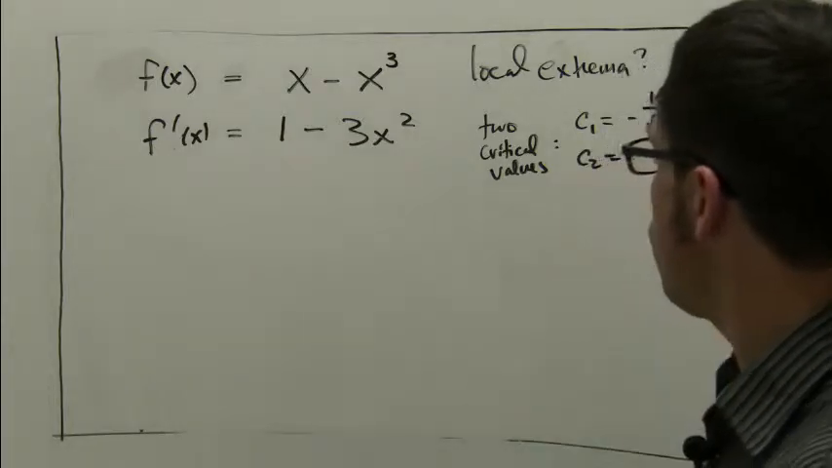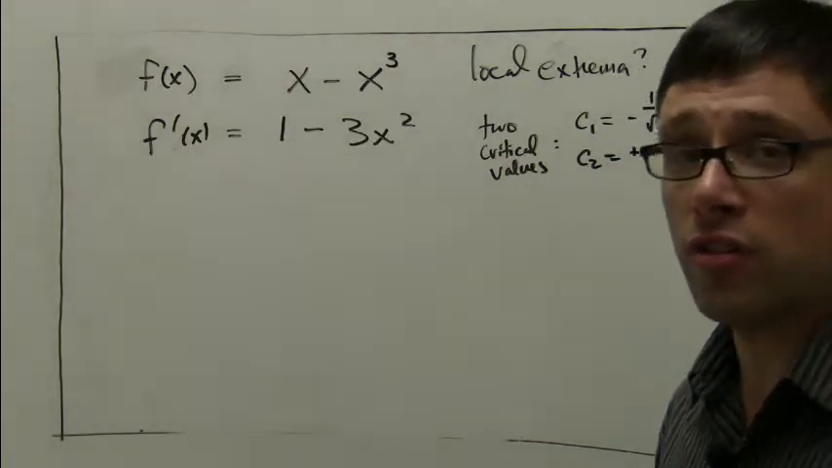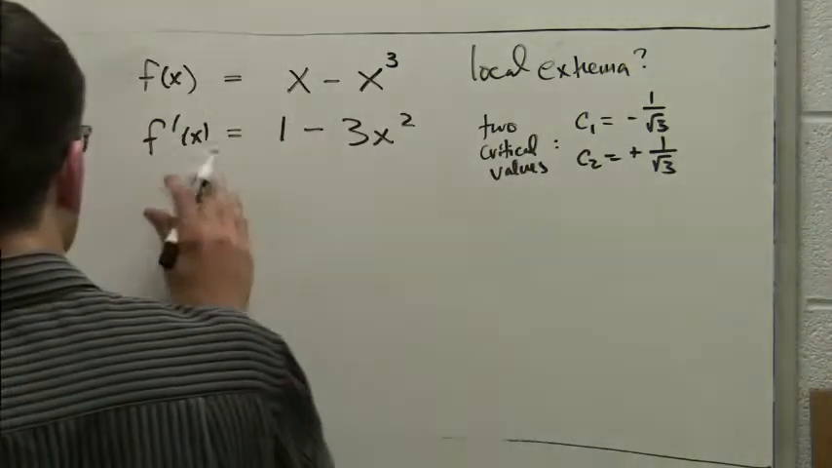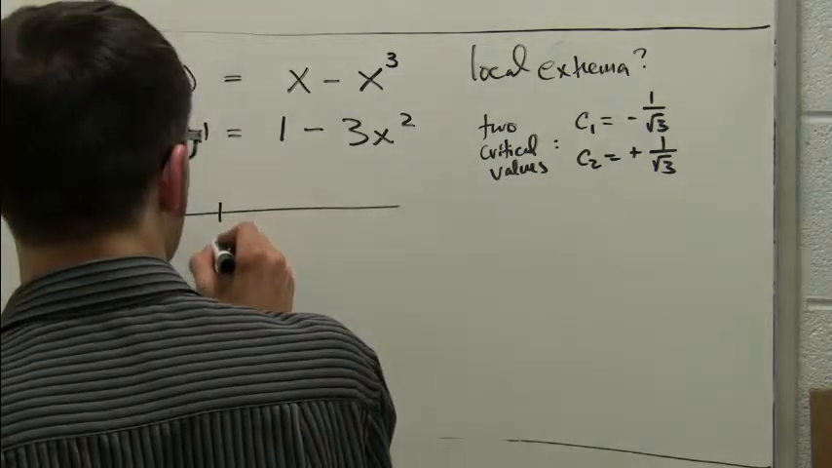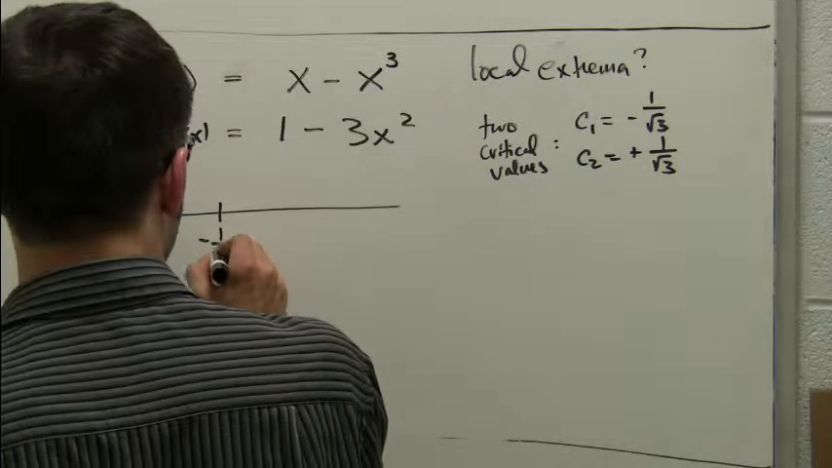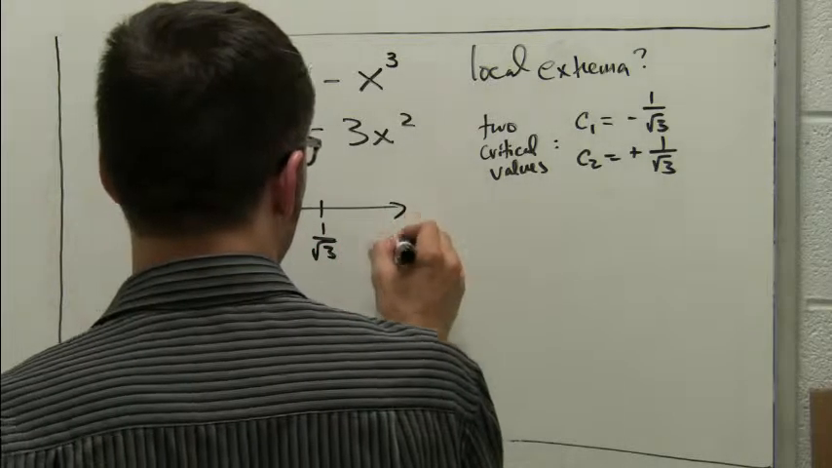So now that we've found these two critical values, again, I'm going to invoke the first derivative test to determine whether or not these are mins or maxes. So let's do it. The first derivative test tells me, and I'm going to draw my number line here. So here's my C1, which is minus 1 over root 3. My C2 is positive 1 over root 3. And these are my x values.